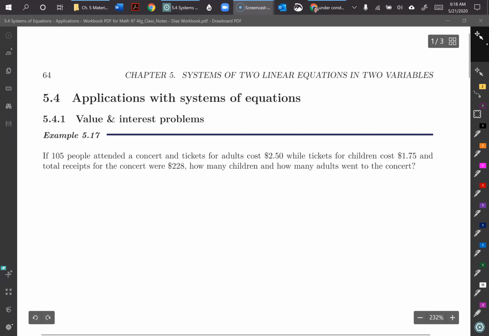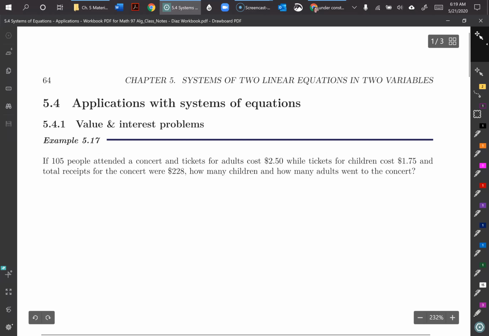So if we have 105 people attended a concert and tickets for adults cost $2.50 while tickets for children cost $1.75 and total receipts were $228, how many children and how many adults went to the concert? So this should look like a familiar word problem to you, and you've usually just figured it out in X in terms of Y or in terms of all the other stuff. Now we're going to put it in Y form.